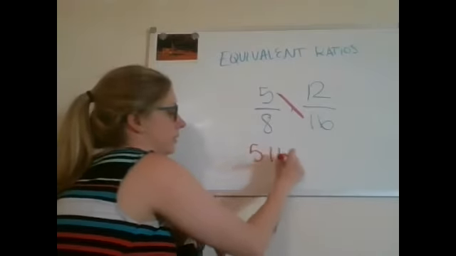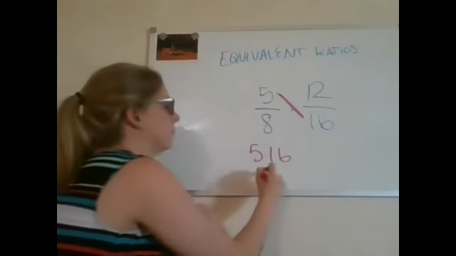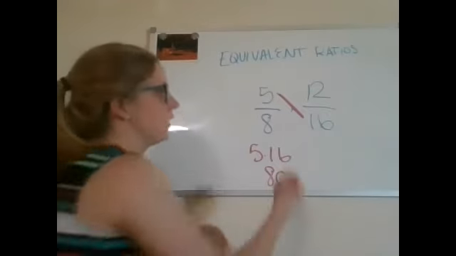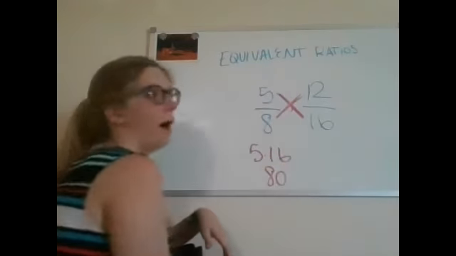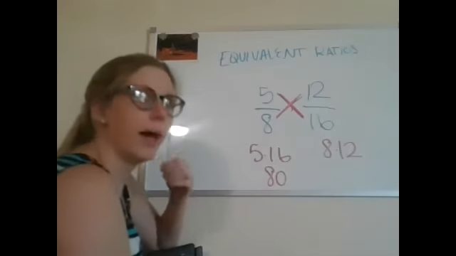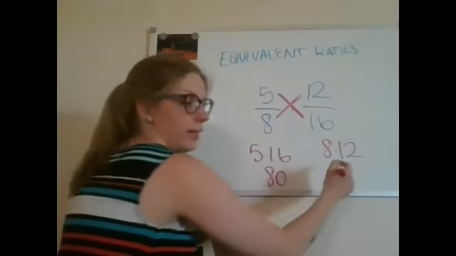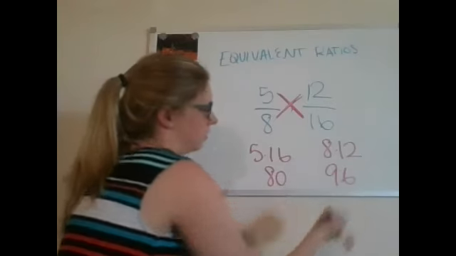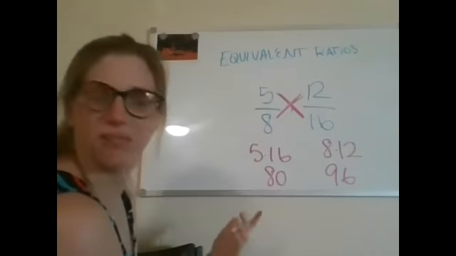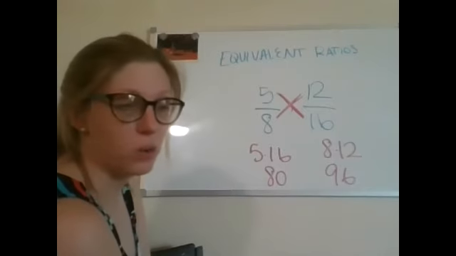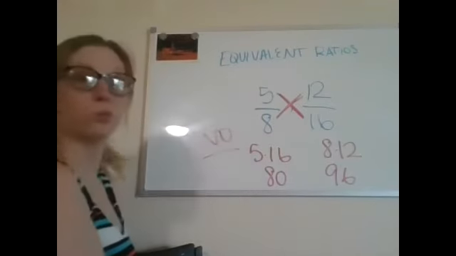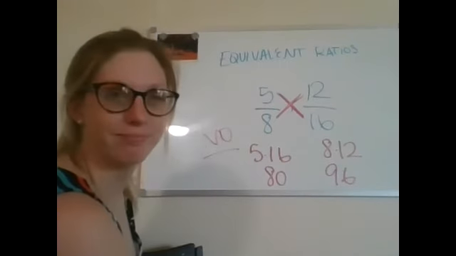5 times 16, if you put it in your calculator, you'll find is 80. Next, we're going to do this part, 8 times 12. If we throw it in your calculator, we should get 96. That isn't equal, right? Is 80 equal to 96? So if I said, is this a proportion? No. Nope. That's all.